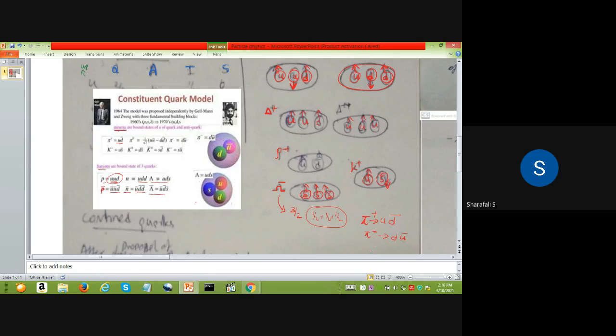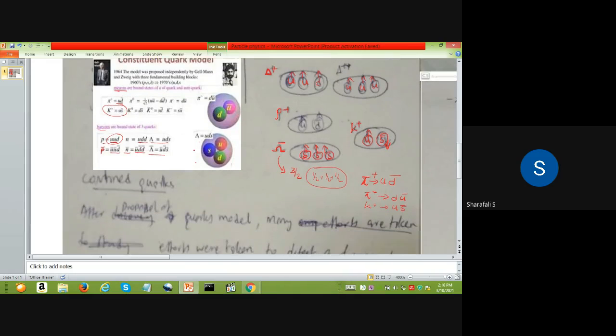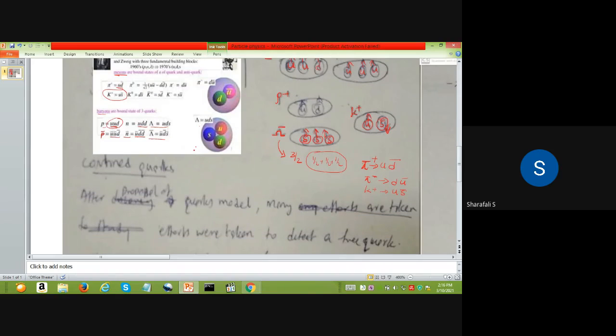And if you consider K plus, it is U S bar. So one is a quark, the other is an anti-quark. So the quark anti-quark pair forms the meson class. All those mesons are formed with quark anti-quark pairs by the quark model.